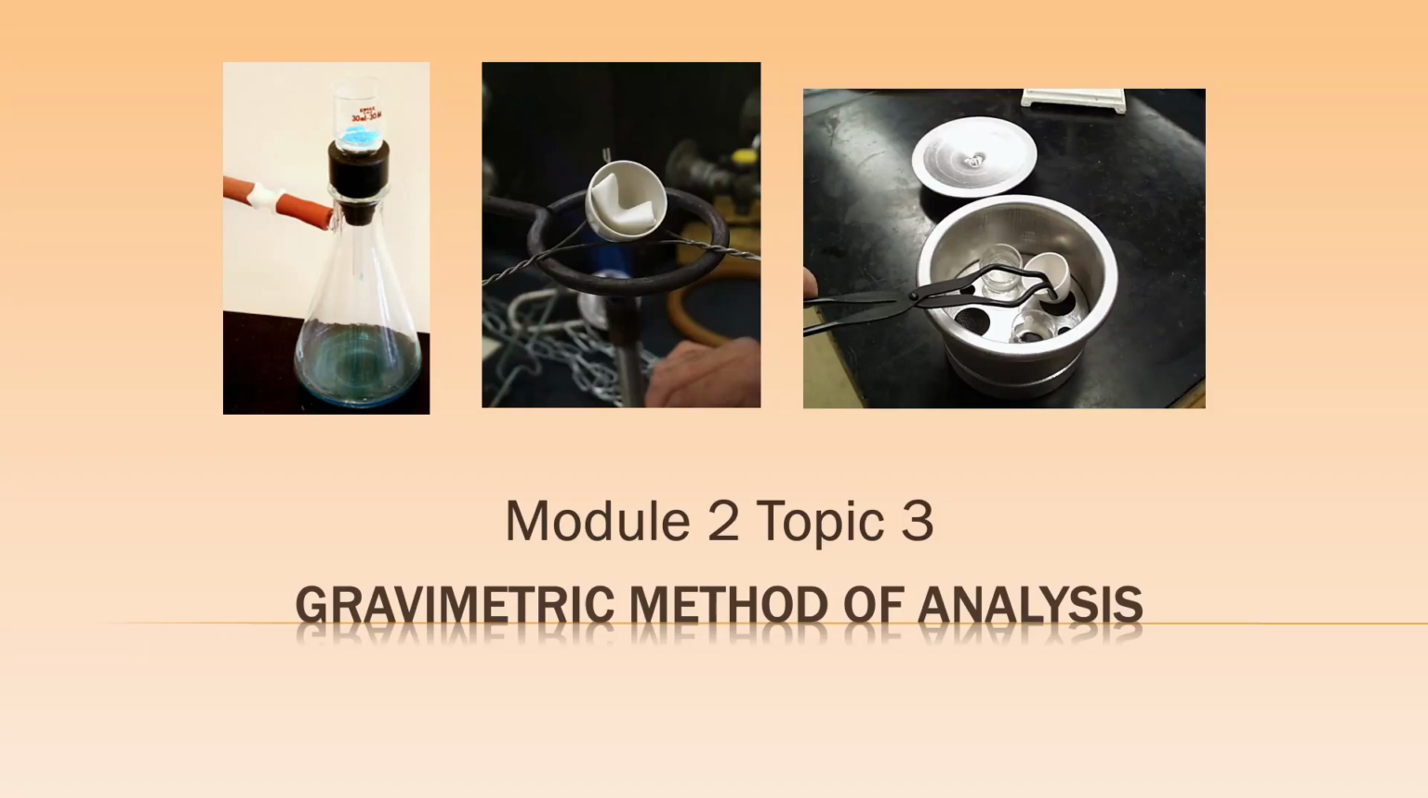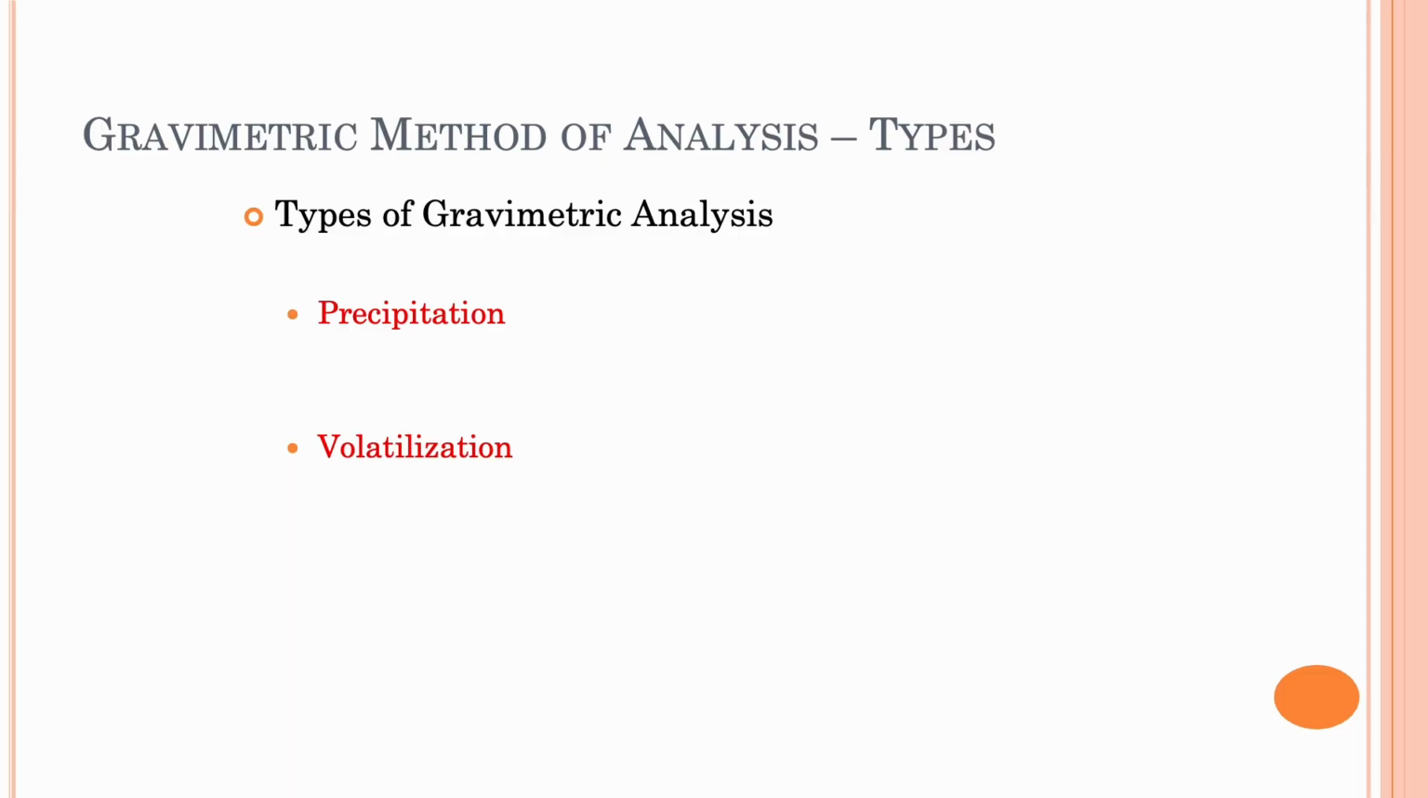Today, we're going to be starting your Module 2, Topic 3, your gravimetric methods of analysis. So under this topic, we're going to be looking at different techniques through which you can determine the amount of your analyte or your unknown by utilizing the measurement of mass. Now, your gravimetric analysis, we're going to be looking at two types of gravimetric analysis. That is your precipitation and your volatilization.